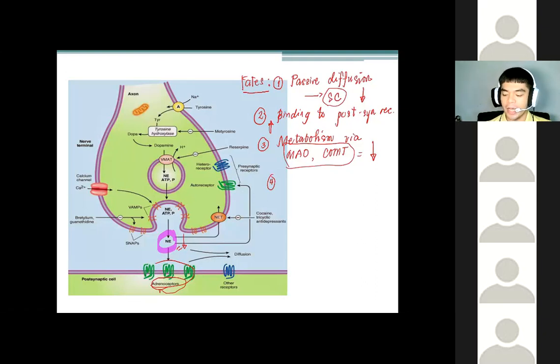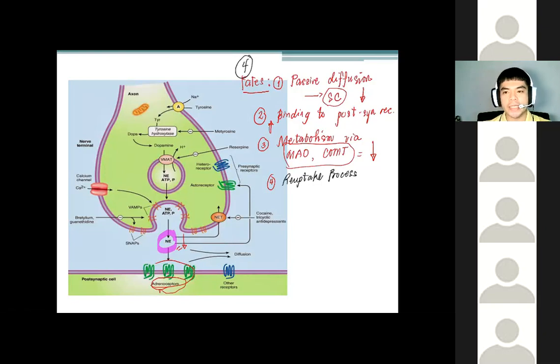Okay, nice. Let me remind you that we have 4 possible fates. So we are down to the last. For the last, ang norepinephrine and other related catecholamines may undergo the process called reuptake. Okay, so again, nag-undergo ng reuptake process.